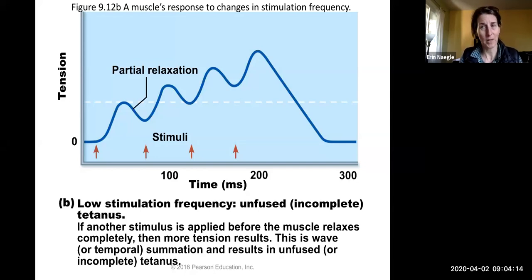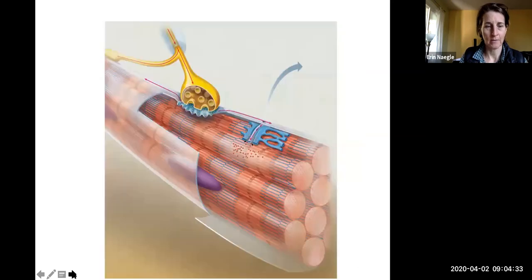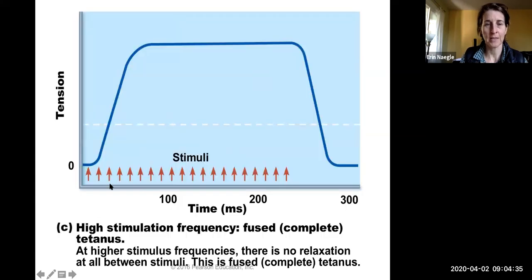And that's all made possible by calcium. The more calcium you have, the greater the availability of the actin sites, and myosin can pull, so that eventually you get to this maximum tension. And if you have enough stimuli all together, you get into this state of tetanus, which we don't see in the body, but we can see in the lab.